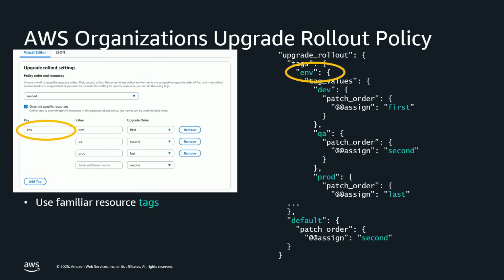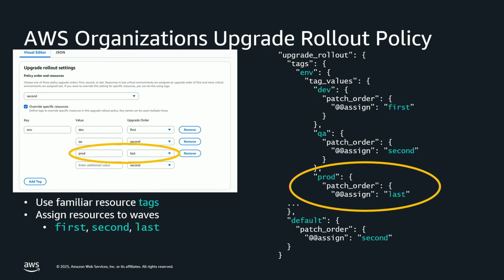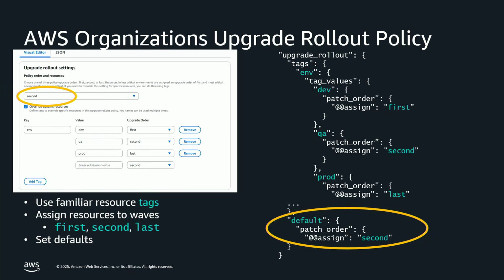And we're saying that, okay, every resource with a tag called env that's got the value of prod, for example, I want to put it in the last wave. And if there is a tag that I don't recognize or no tag at all, that's going to get the default, which is the second wave in this case, right? So you don't have to do tags at all. If that's not what you're interested in, you can just accept the defaults, that's fine. And everything will be upgraded at once.